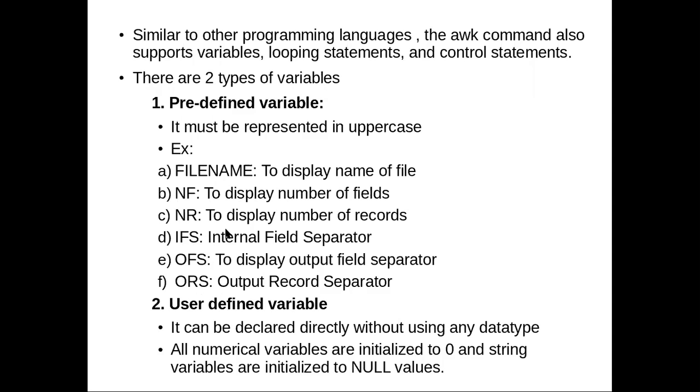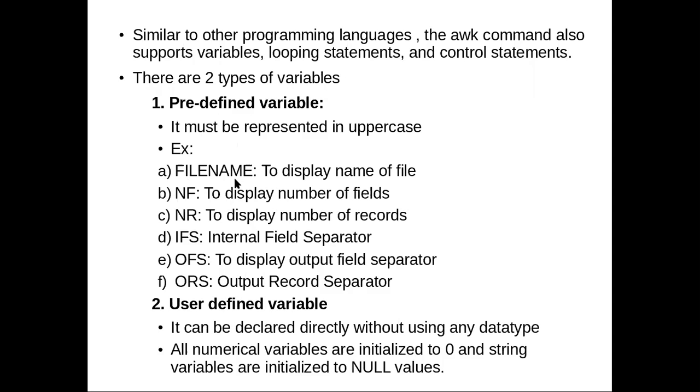So the awk programming language supports all the features of the normal programming languages, like variables, looping statements, control statements, etc. Generally, it has two types of variables: predefined and user defined. User defined means usually how we declare variables in other languages, in the same way. No need of specifying the data type. If it is a numeric value, it will be initialized to 0. If it is a string value, it will be initialized to null value. Then predefined means it is defined by the system and it will always be in capital letters.